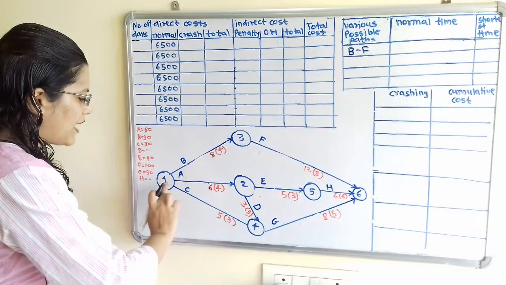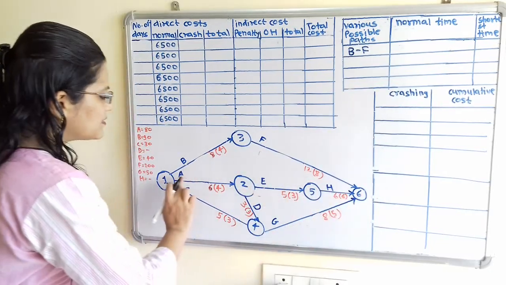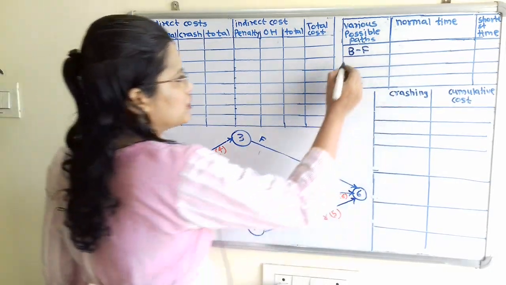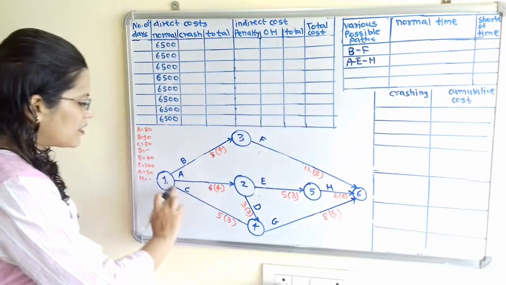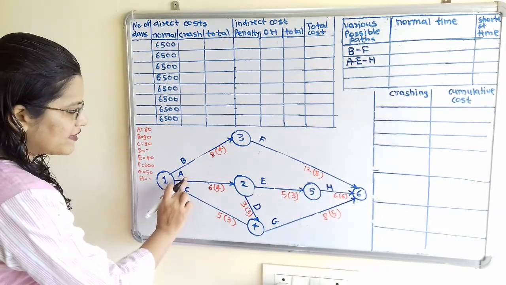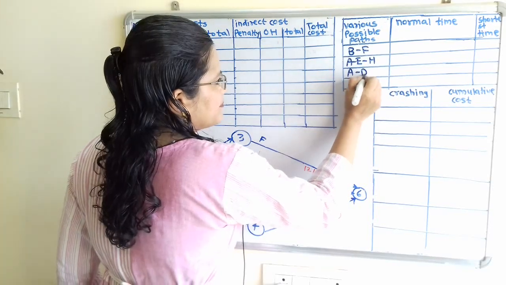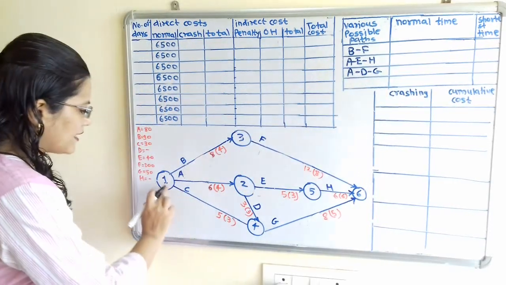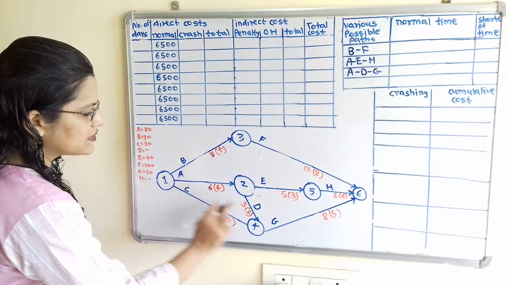Then the next path is 1, 2, 5, 6. In this path there are three activities: A, E, H. The third path is 1, 2, 4, 6. There are activities A, D, G. And the last path is 1, 4, 6. There are activities C, G.